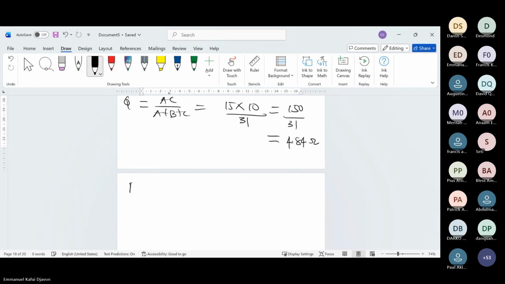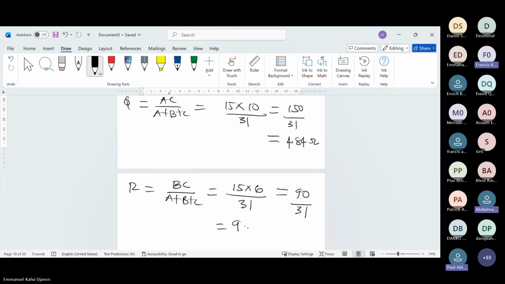PQR. R will be what? BC over A plus B plus C. BC, right? That will be 6 times 15 over 31. That will give us 90 over 31. That's 2.90 ohms.